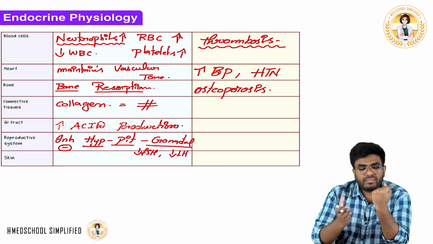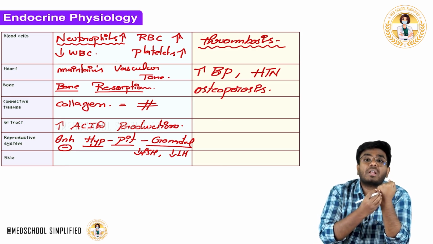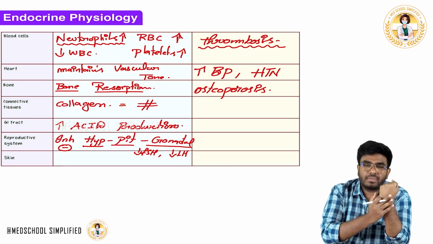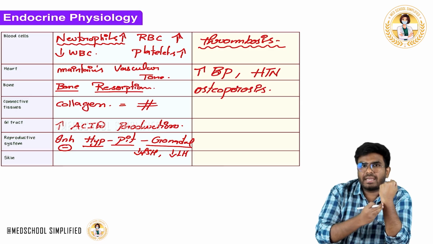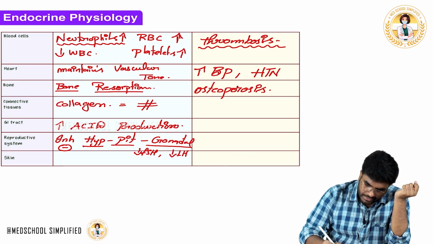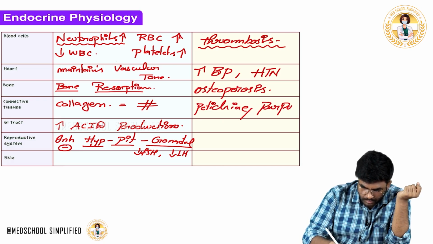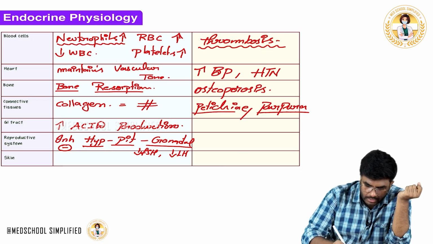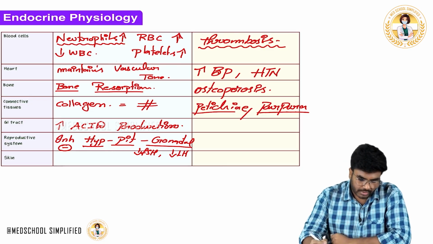So if these patients have a small injury or some little stress, the blood vessels are ruptured, and that will cause bleeding. So these patients will be having internal bleeding, like small petechiae or purpura. So petechiae and purpura will be there. These patients will be having bleeding disorders.